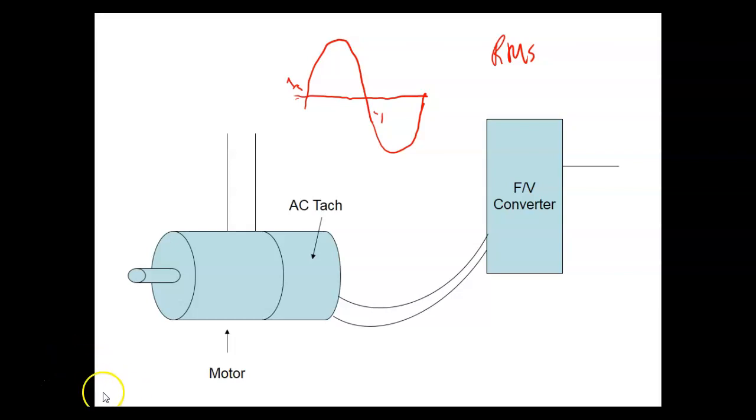Okay? All right. So when we swing a conductor through a magnetic field, it's going to generate AC.